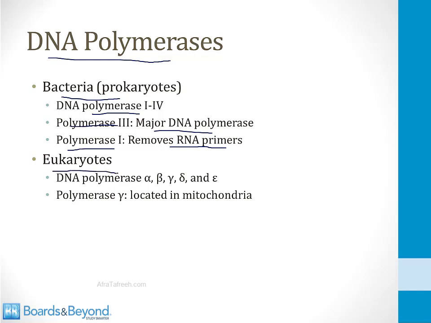In eukaryotic and human cells, the DNA polymerases are alpha, beta, gamma, delta, and epsilon. Polymerase gamma is located in the mitochondria, which you may know have their own DNA. The others are in the nucleus and perform various functions in synthesizing new DNA strands.